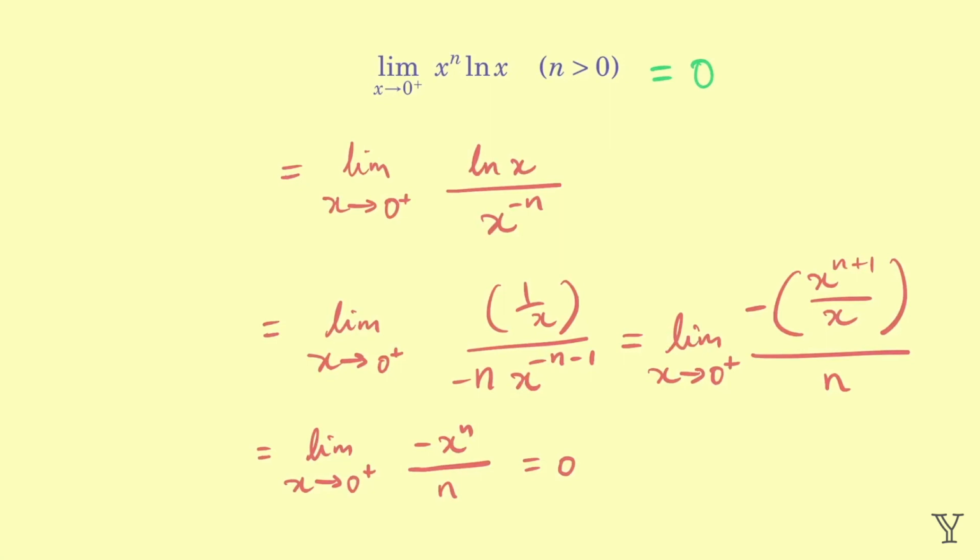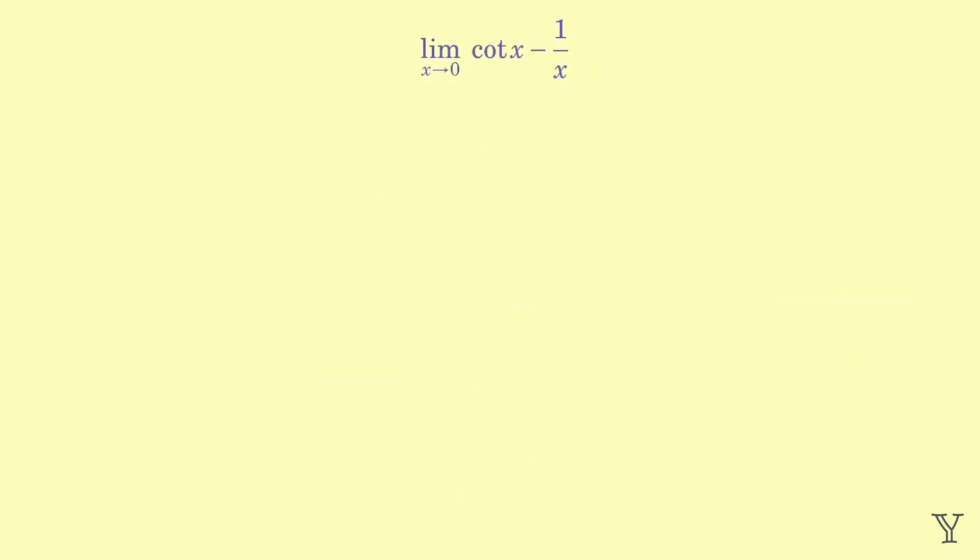Let's consider another example. We see here that both cot x and 1 upon x go to plus or minus infinity as x goes to 0. We therefore have a limit of the infinity minus infinity form. A simple algebraic manipulation, however, will convert this problem to a type 1 problem.